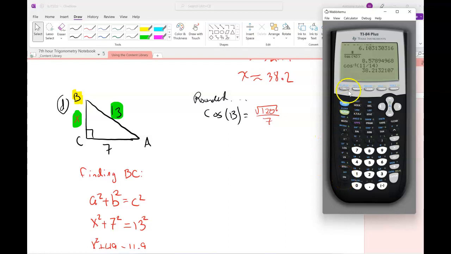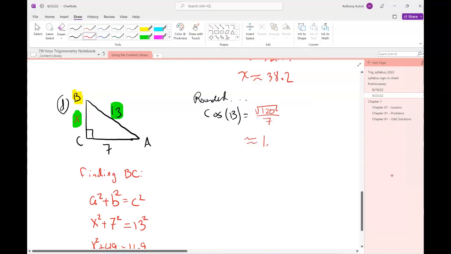So this is one where I'm going to use the fraction command. So I'm going to press alpha y equals, and then take the first option. I'm going to do the square root of 120, and then the denominator I'm going to put a 7. So if I'm rounding to the 100th, I would get 1.56. Or if I'm rounding to the 10th, I'd get like 1.6, right?